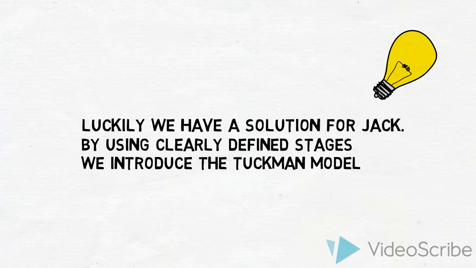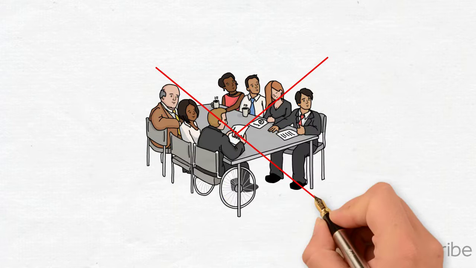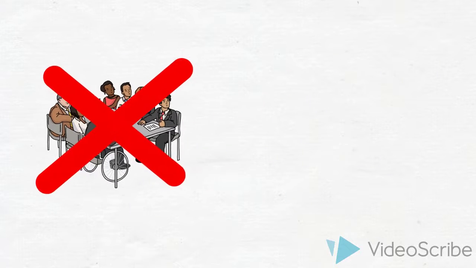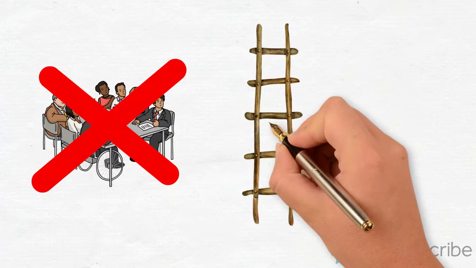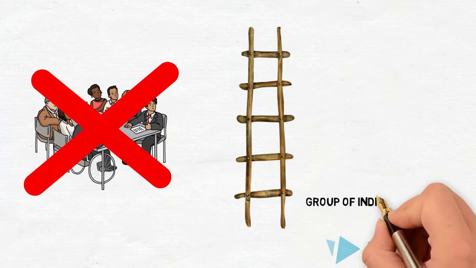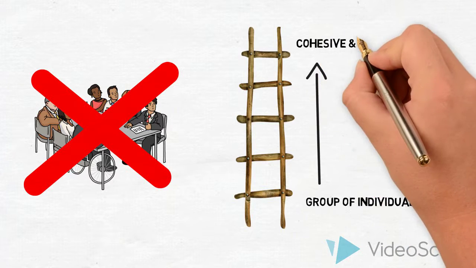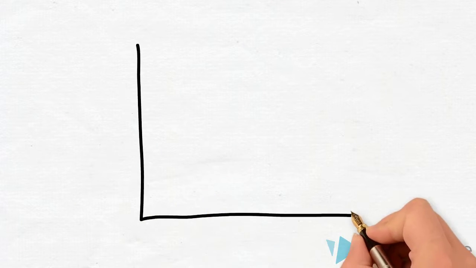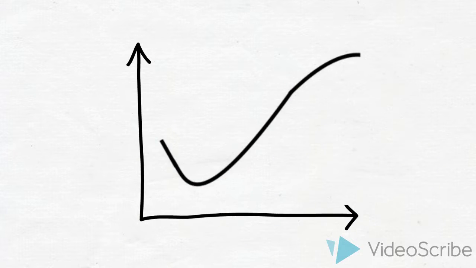The Tuckman model is significant because it recognizes the fact that groups do not start off fully formed and functioning. Tuckman suggests that teams grow through clearly defined stages. They grow from their creation as groups of individuals to cohesive and task-focused teams. To cycle through the different stages, the theory is best illustrated on a graph which shows the link between group relationships on the horizontal axis and task focus on the vertical axis.